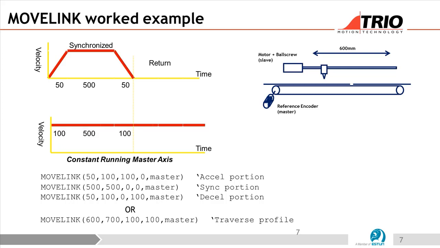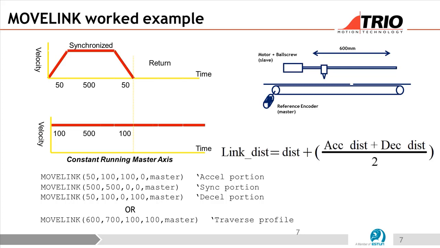You can actually write it down as a rule. You can make the link distance, if you like, the distance, that's our 500, plus the accel distance added to the decel distance, all divided by 2. So that also gives you 700 with that equation. So that's kind of where it comes from.